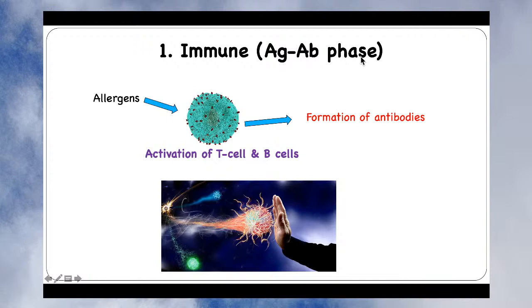Okay, so it is easy to remember why it is called the antigen-antibody phase, because in immune cells there is production of the antibody, or release of the antibody by immune competent cells in response to the antigen, that is, the allergen. So it is called the antigen-antibody phase.